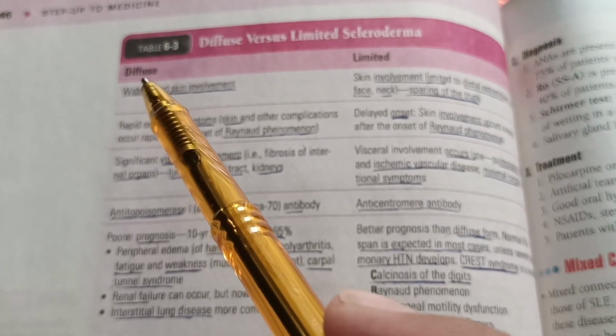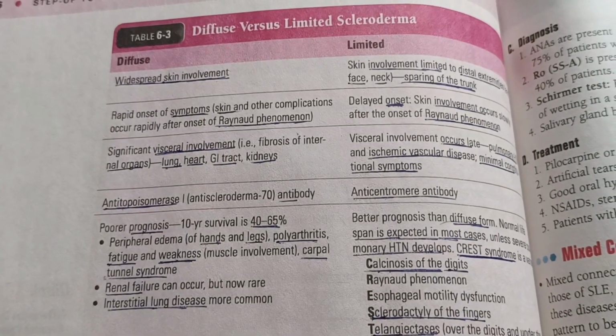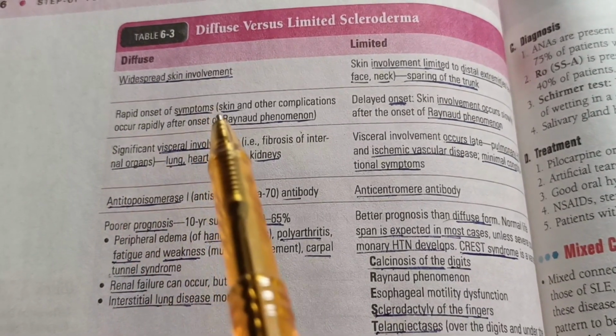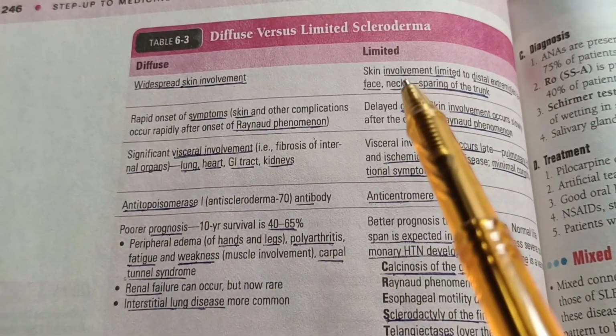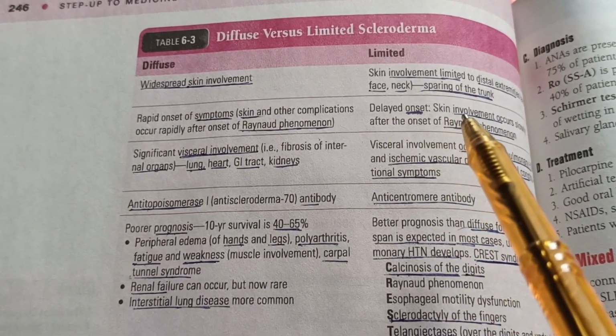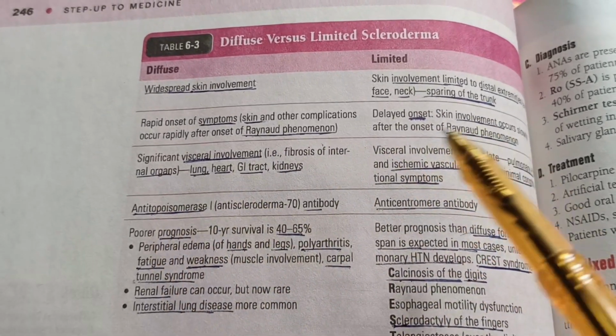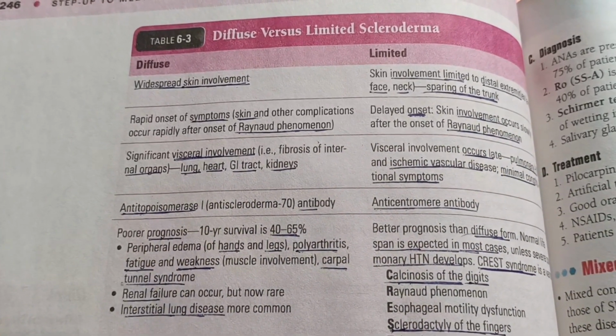In diffuse scleroderma, there is rapid onset of symptoms after Raynaud phenomenon. While in limited scleroderma, there is delayed onset of signs and symptoms after Raynaud phenomenon.